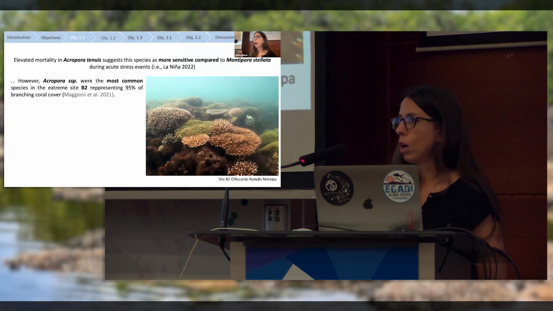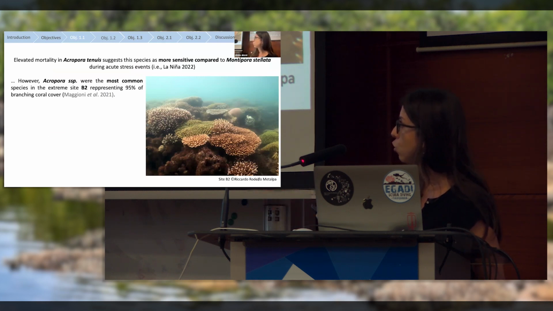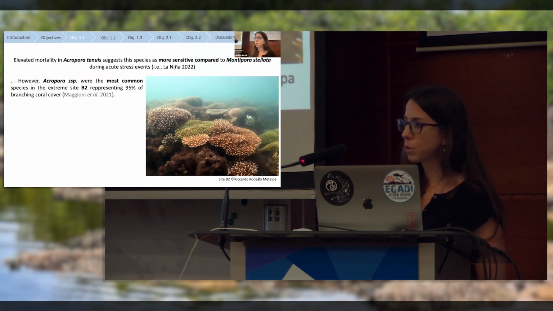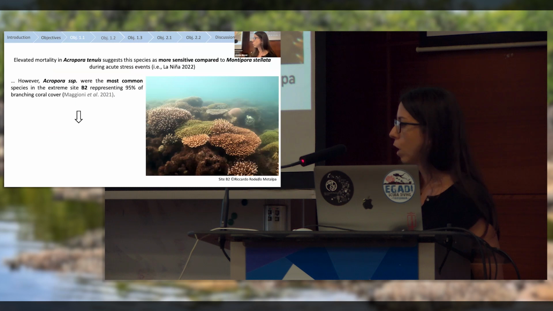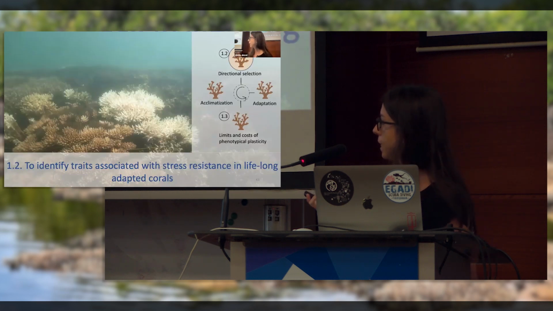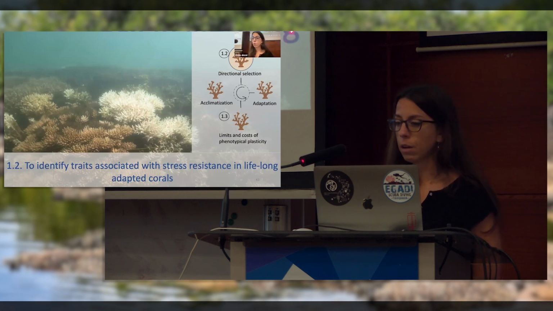Now, we just saw how Acropora tenuis had less plasticity compared to Montipora stellata. But if we look at the literature, we know that Acropora tenuis, together with other Acroporas, represents more than 95% of the corals in the most extreme site of Bouraké Beach. So here comes my question and my interest in investigating the traits associated with stress resistance in a long-term adapted coral of Bouraké.